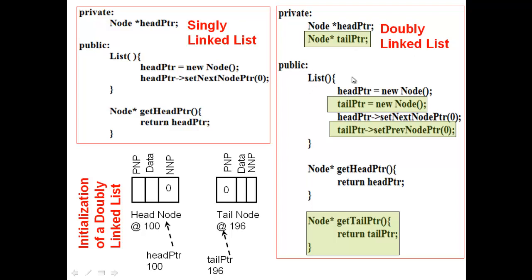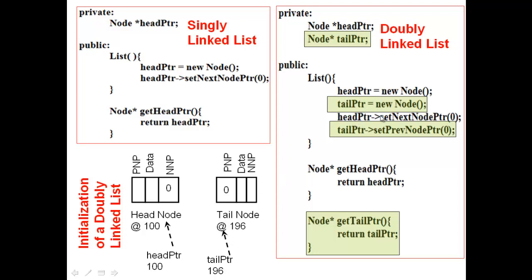Now in the case of a double linked list based implementation, you have the head pointer and tail pointer. When you create that list, you have to create the two corresponding nodes, the head node and the tail node. This statement will create the head node, and the head pointer will store the address of the head node, and this statement will create another node, and the tail pointer will store the address of that node. In this example, the head node is stored at address 100, so the head pointer stores that address 100. Let us say the tail node is created at address 196, and the tail pointer is storing that address. So using the tail pointer, you can now access the tail node.